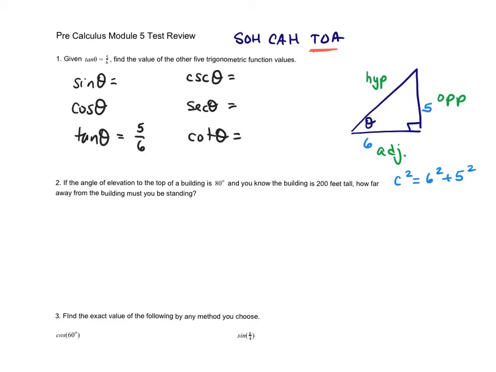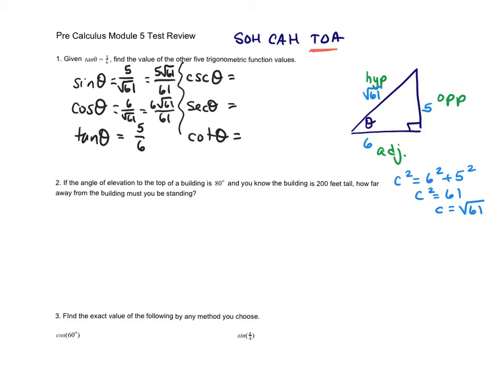So c squared equals 6 squared plus 5 squared, because we're missing the hypotenuse. So c squared is 61. So c is square root 61. So now we have all the sides, so we can just start finding our ratios. So sine is opposite over hypotenuse, so that's 5 over radical 61. And then like we talked about, we can rationalize that, make that 5 radical 61 over 61. Cosine is the adjacent over hypotenuse, so that's 6 over radical 61, which is 6 radical 61 over 61.